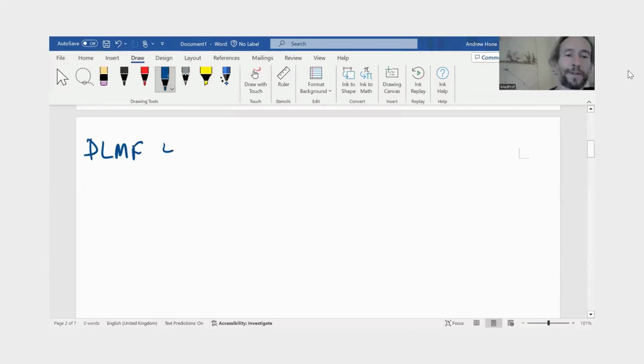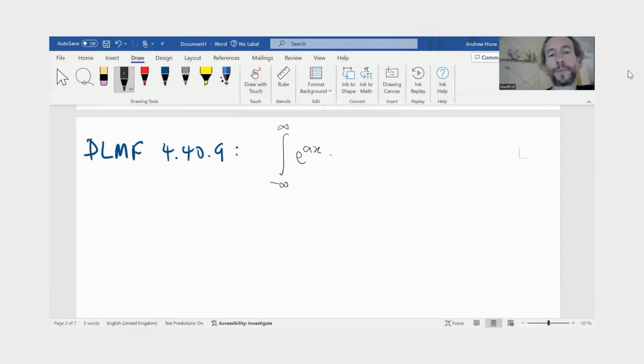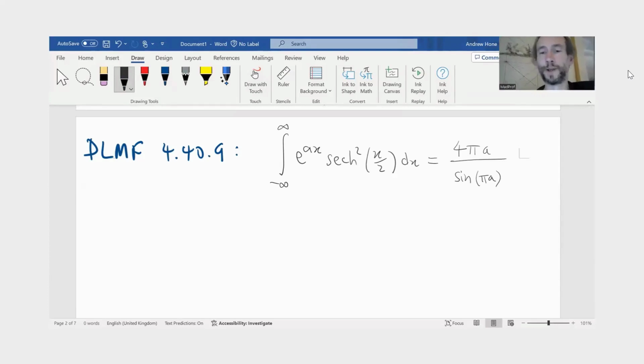DLMF 4.40.9. They have this formula, and I'll write it with sech instead of 1 over cosh squared. So they write it with x over 2, which is just a scaling. And then the answer that they got was, they actually state this formula for a real parameter a between -1 and 1.